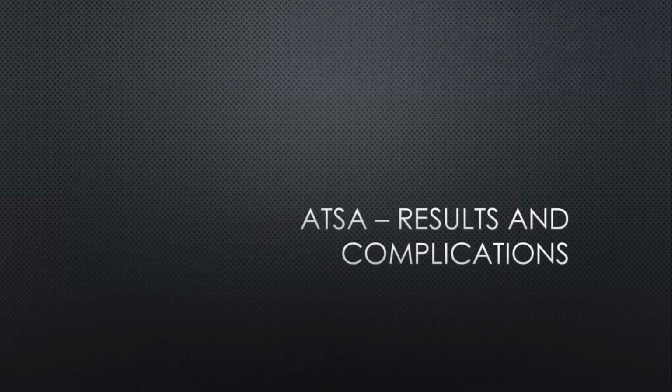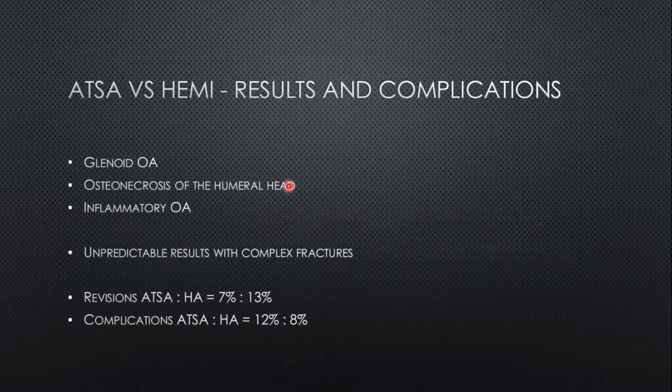Now, results and complications. ATSA has a very good result when handling glenoid OA, osteonecrosis of the humeral head, or inflammatory OA pathologies. In case of complex fractures, it has a very unpredictable result. Overall revisions in ATSA compared to hemiarthroplasty is 7:13. And overall complications that we see in ATSA compared to hemiarthroplasty is 12:8. So in some cases, they are good. In some others, we have got better options like the hemi or the reverse shoulder.